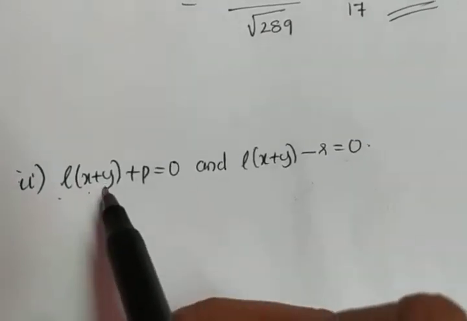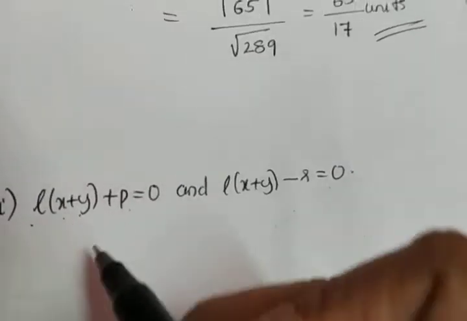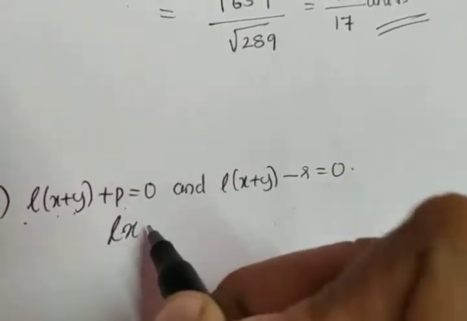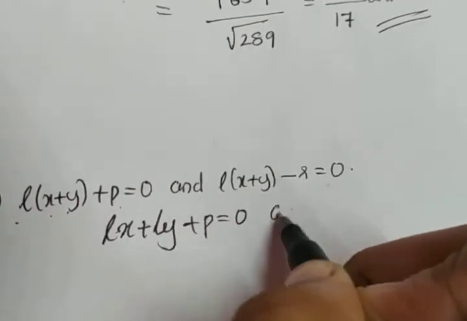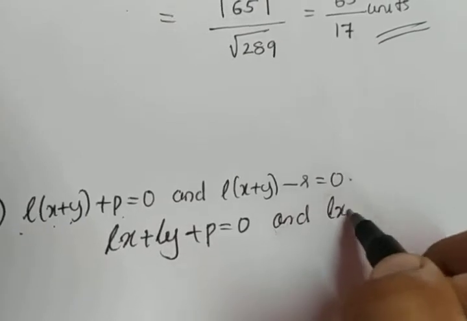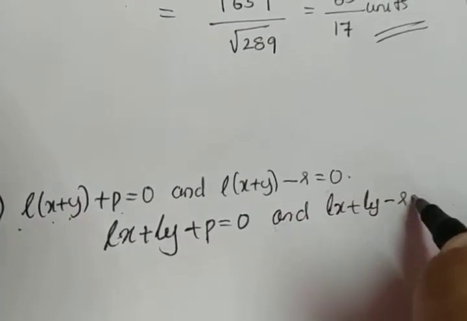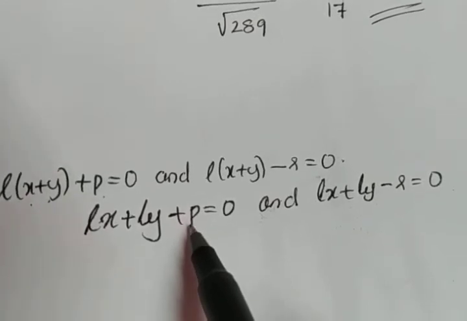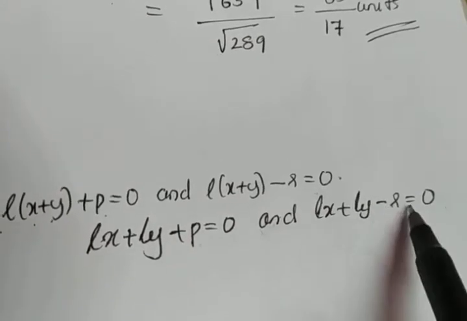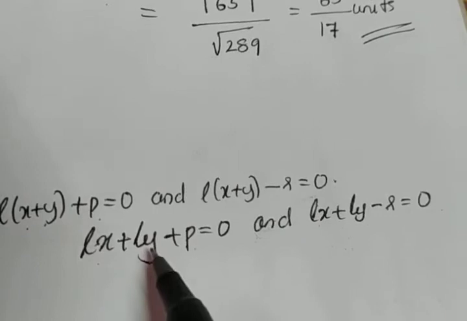Okay. Moving to the next one: Lx + Ly + P = 0. So we have to write the equation in the form Lx + Ly + P = 0, and here also Lx + Ly − R = 0. The lines are parallel. Why? It is already given. Other than that, the constants are the only different terms, and the coefficients of x and y remain the same.